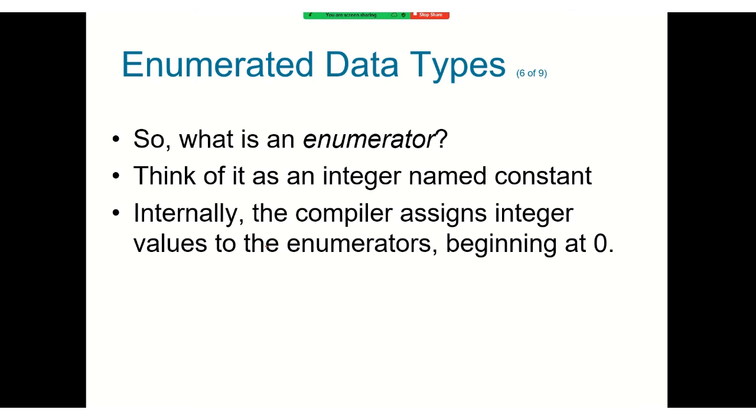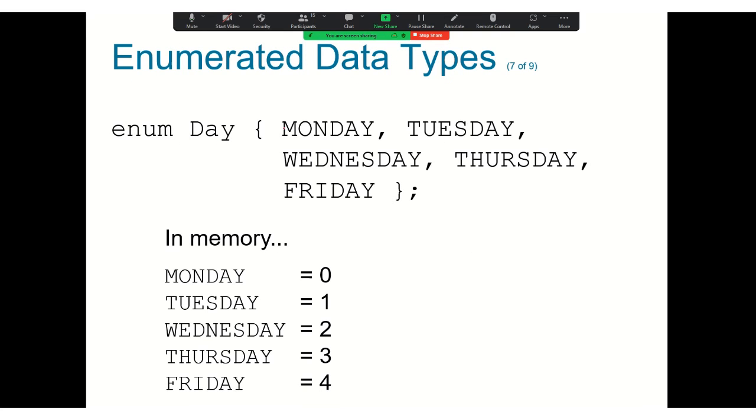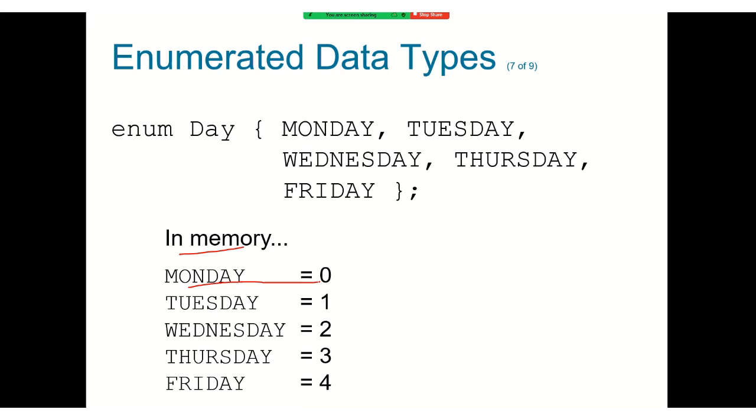So enumerator is an integer named constant. Internally, the compiler assigns integer values to the enumerators beginning at 0. So if you do that, day equals Monday, Tuesday, Wednesday, Thursday, Friday, in memory, actually, your values are 0, 1, 2, 3, 4. That's how it is defined in the memory.